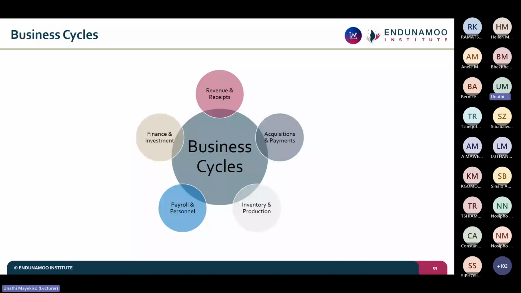We're going to start with the revenue. Wait, does everybody know what auditing notes, the textbook, is?